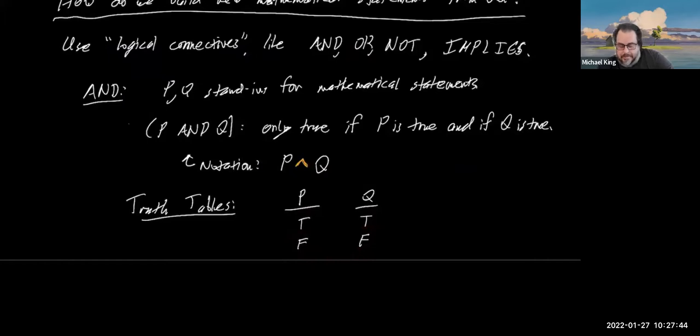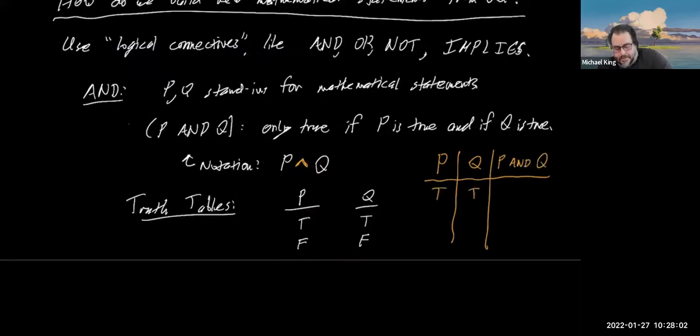And so what we end up doing is we end up writing something like the following. We'll make a table like this. P and Q. And so I need to do all those four possibilities. So true, true is a possibility, true, false, false, true, false, false. Those are all the possibilities, right?